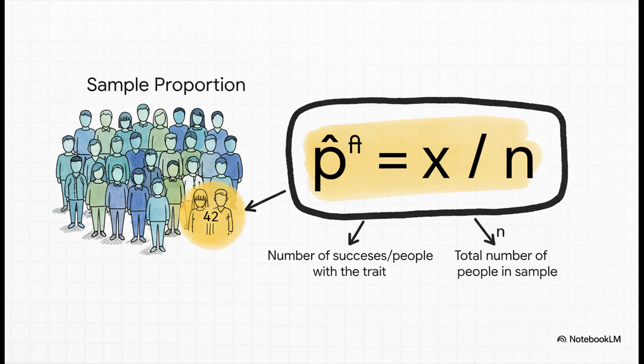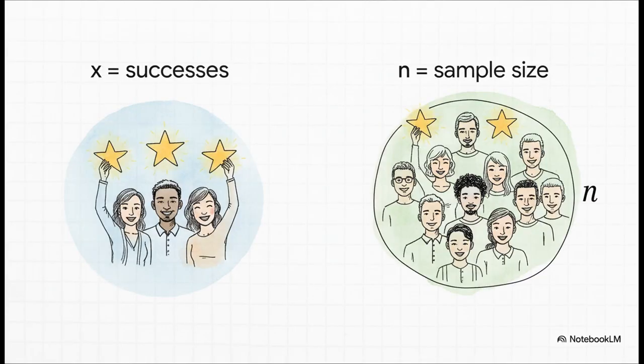And this is the beautifully simple formula we use to get that guess. We call it p-hat. That little symbol over the p looks like a hat, right? And it's just the number of people who said yes divided by the total number of people we asked. This p-hat is our best point estimate for the real proportion of the whole population. And just to make sure we're all on the same page, let's break that down. X is just the number of times we got the result we were looking for. In stats, we call these successes. And N is our total sample size. That's it, just those two pieces.